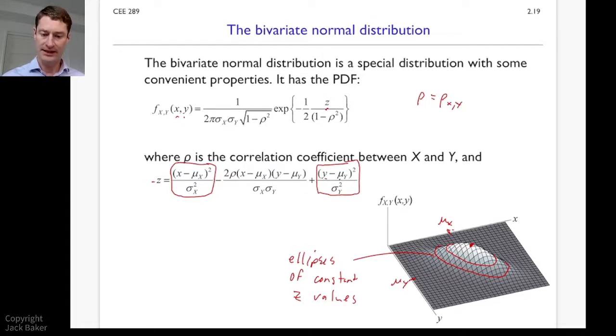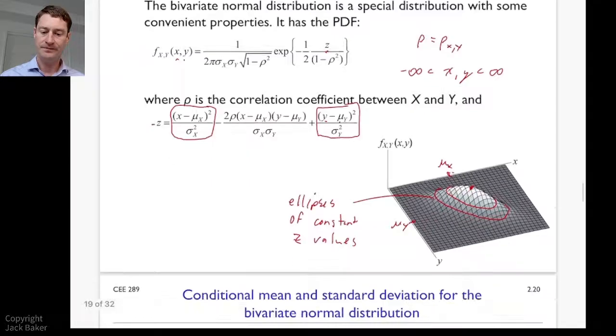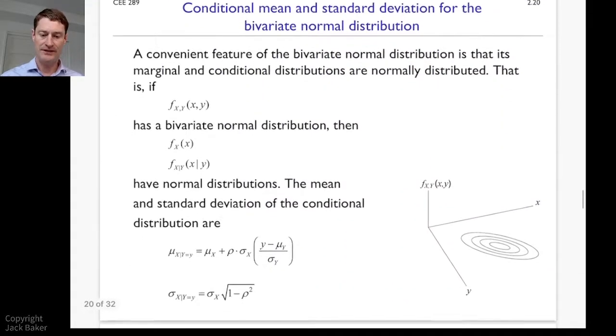And I guess I should say somewhere on here that this distribution is defined for all values of x and y, just like x went from minus infinity to infinity before. We can say minus infinity is less than x and y is less than infinity. Right? So you can plug in any value of x and y, and this function is defined. So that's the bivariate version of a normal distribution. And it's got some super cool properties.